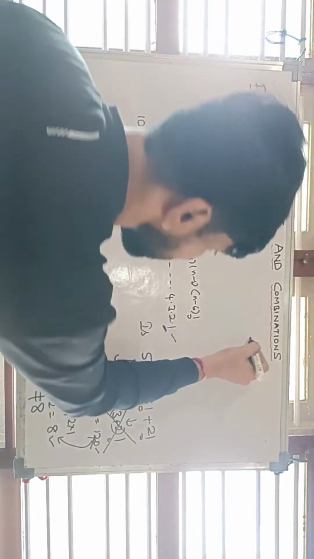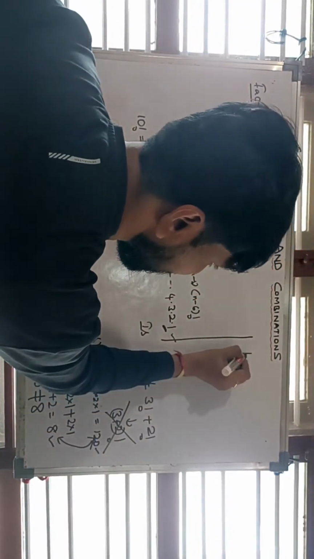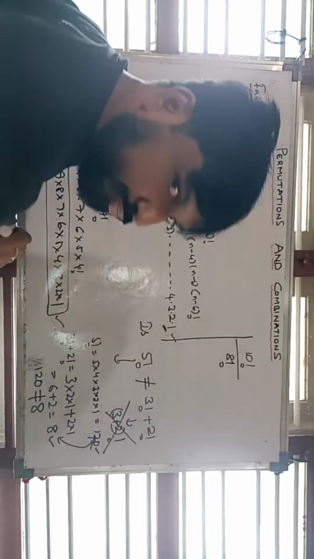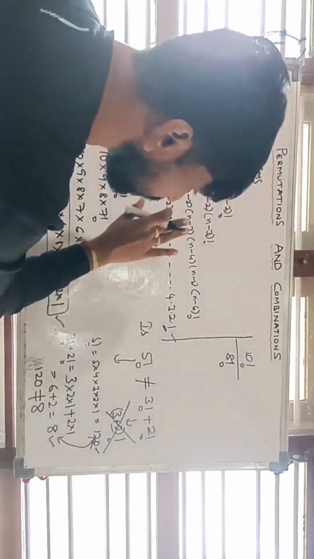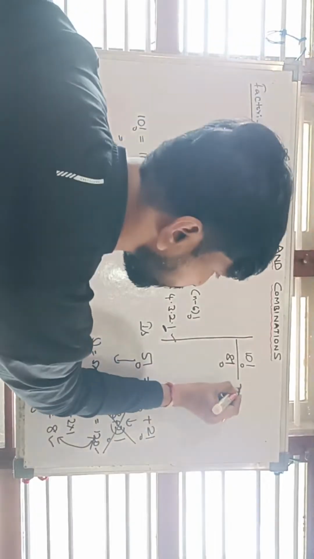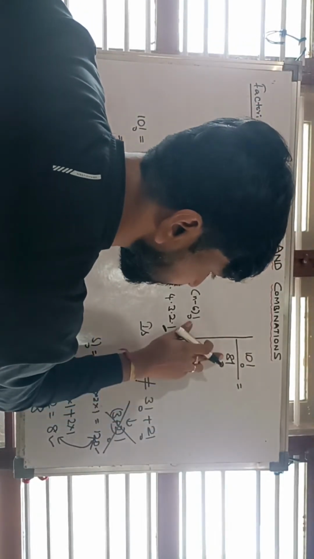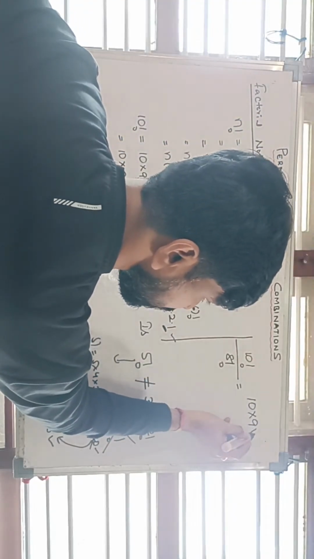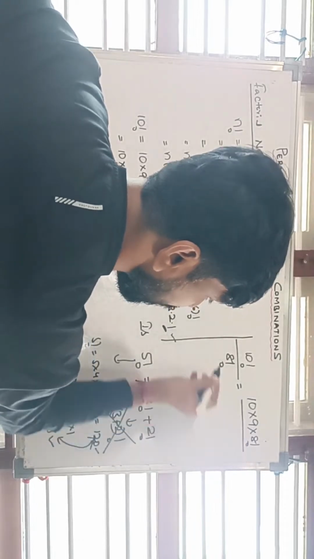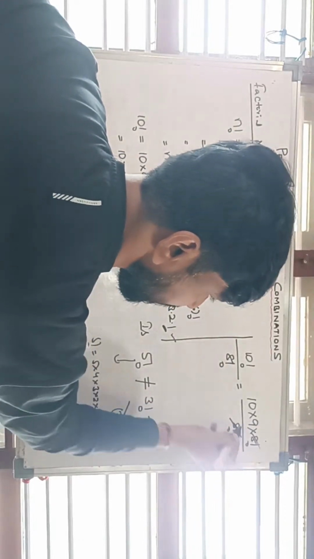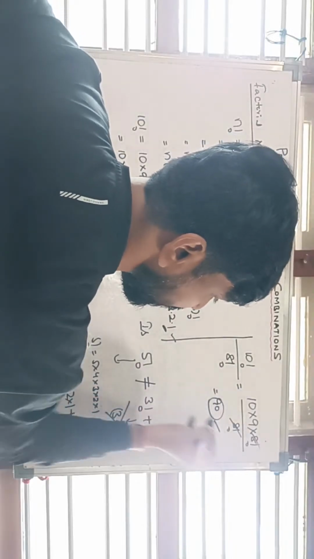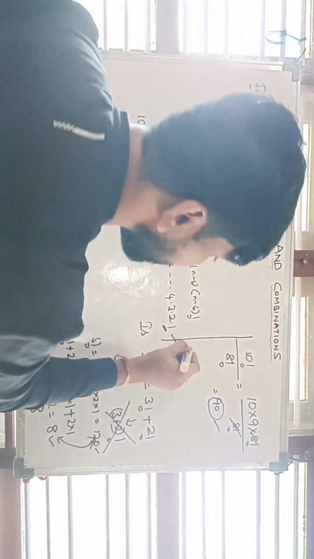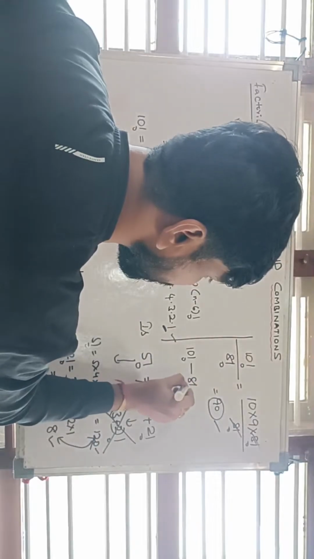Factorial-based questions will be asked very clearly like this. Something like 10 factorial by 8 factorial. What is the result? Based on the notations, we can simplify. 10 factorial can be written as 10 into 9 into 8 factorial, stopping at 8 factorial, divided by 8 factorial. 8 factorial gets cancelled. Then 10 into 9 is 90. 90 is your answer.